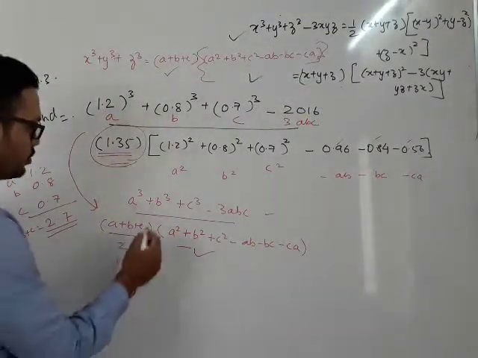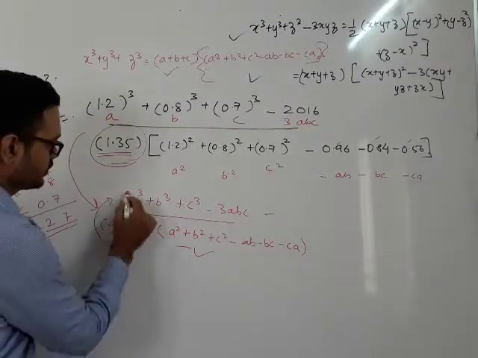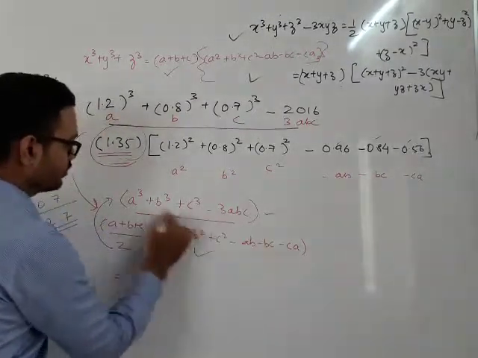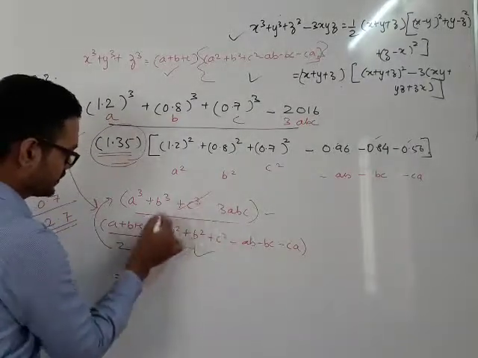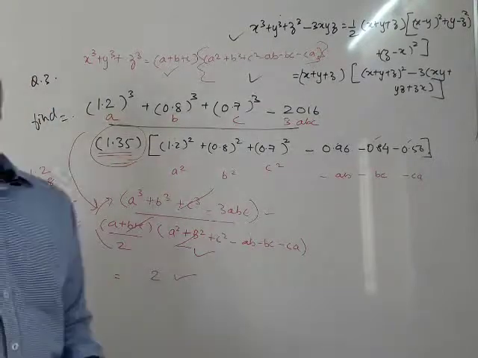So the moment you do this, what is the next step? 2 will come here. It's nothing else, but this is a formula of this. So this gets cancelled and 2 is left out. So 2 is your answer.